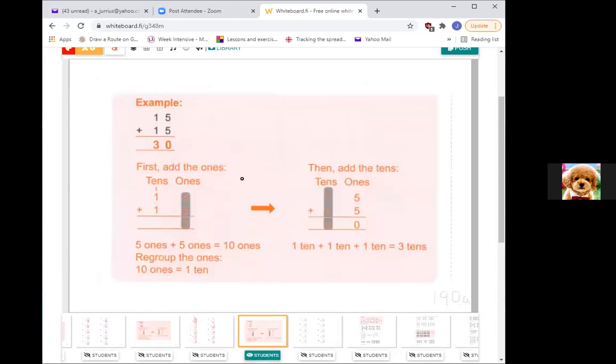All right. So here's another example. We're looking at page 190 at the top, and it says 15 plus 15. Do you see that, everyone? Well, what's 5 plus 5? 10. So I write down the 0, and I carry the 1. Then I do 1 plus 1 plus 1 is 3. So you first add the ones column, and then you add the tens column. Everybody ready?